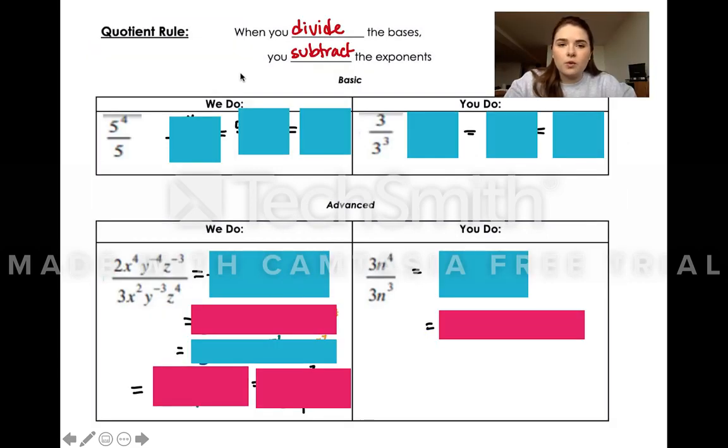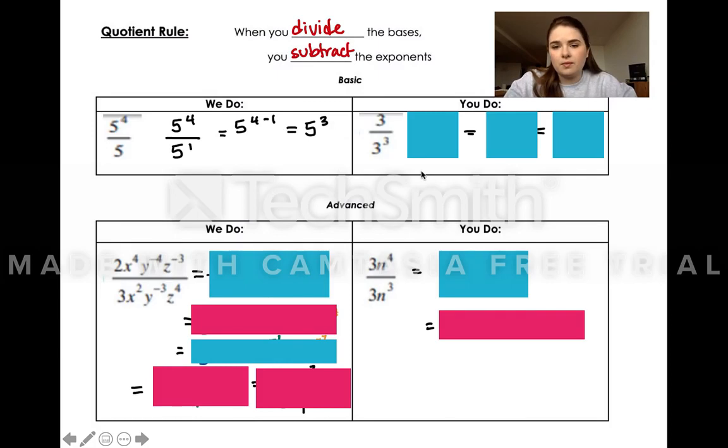Finally, let's look at our quotient rule. Whenever we're dividing exponents that have the same bases, we want to subtract the exponents. So in my first example, I'm dividing 5 to the 4th by 5. We can rewrite 5 as 5 to the 1st. And so now we're ready to subtract. 5 to the 4 minus 1, which is really 5 to the 3rd.